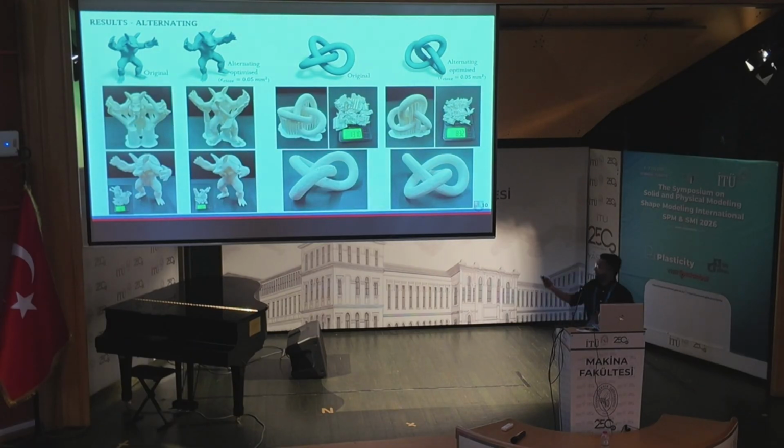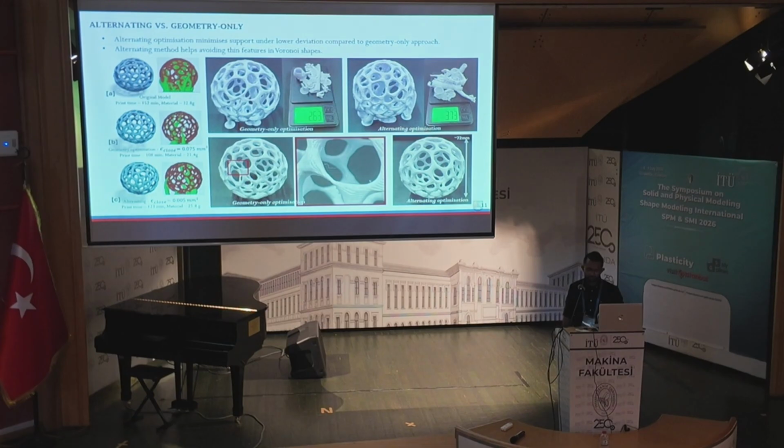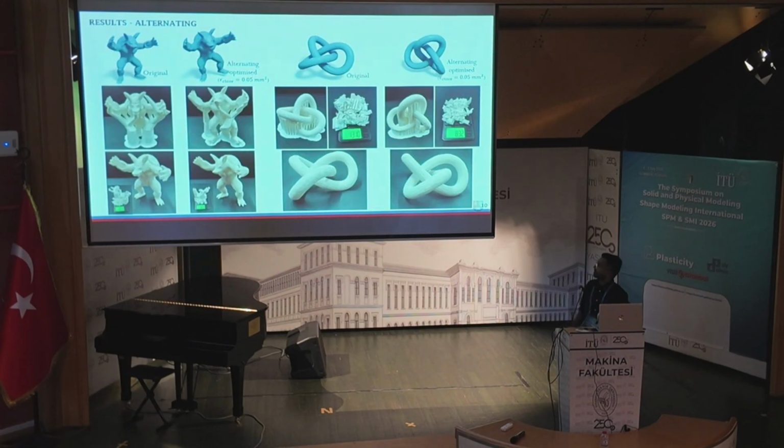And if you look at the results, first we present the alternating optimized results. So these have been optimized using orientation and geometry both. So you can see the difference between the original and the optimized versions of the armadillo. So there's a significant difference between support structures. And this is the knot model, which is a quite complex one. And again, you can see the difference in the support structures.